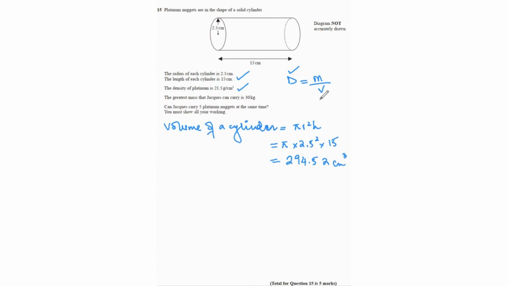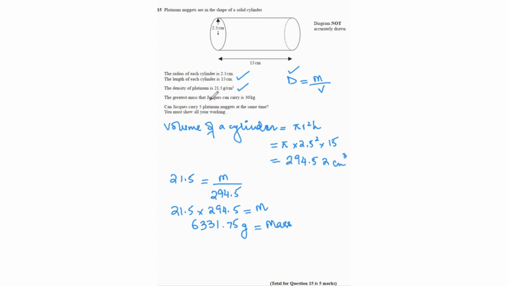Now we can find the mass of one nugget. So that's going to be 21.5 equals m over 294.5. 21.5 times 294.5 equals m. That's going to be 6331.75 grams. I have to be very careful about the units.